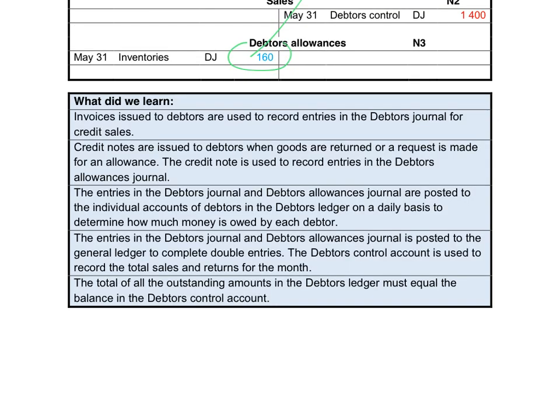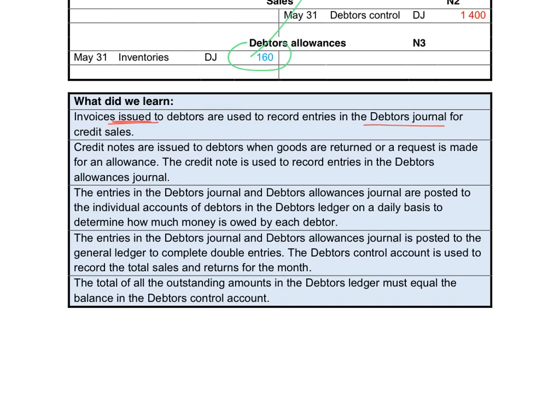What did we learn? Invoices issued to debtors are used to record the entries in the debtors journal. So when we sell goods, we will issue an invoice, and it's very important to look at the issued because we give it to them, and we take the duplicate invoices and we record it in the debtors journal.